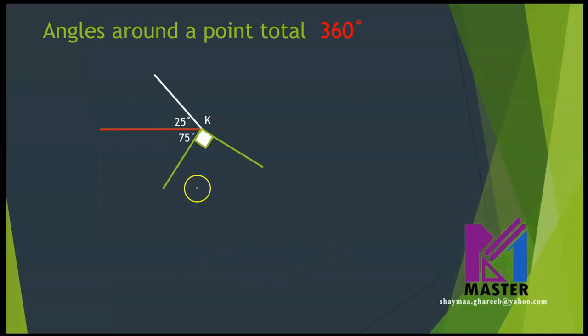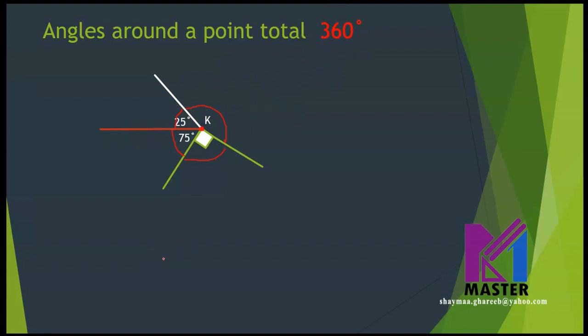Look at this diagram. How many angles can you see here? I can see 4 angles. One of them is 25, the second one is 75. And what about this angle? It's a right angle, which is 90 degrees, and the angle K. And we want to calculate the size of angle K. All the angles here share the same vertex, and they are angles around a point. So the total must be 360.